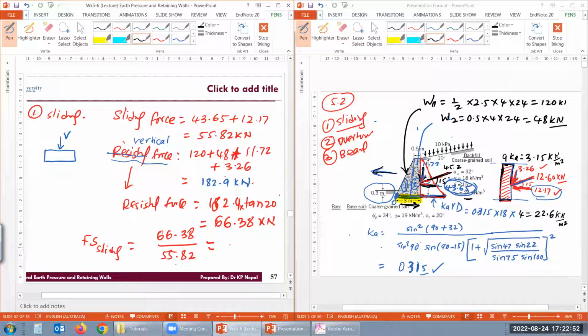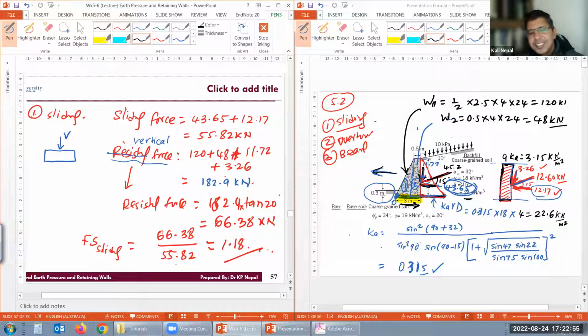It's 1.18. You see, that's very small, right? It may not be enough. This wall may be sliding. The reason is that there is just a very small part on this side, and then there's a sloping backfill, so that is pushing a lot. Maybe we need to have a little bit of a cantilever, those types of things. It looks a little bit risky, but that's what we got. More than one is okay. Also we ignore the passive side, this side, so maybe this provides a little bit more safety. But that's what it is.